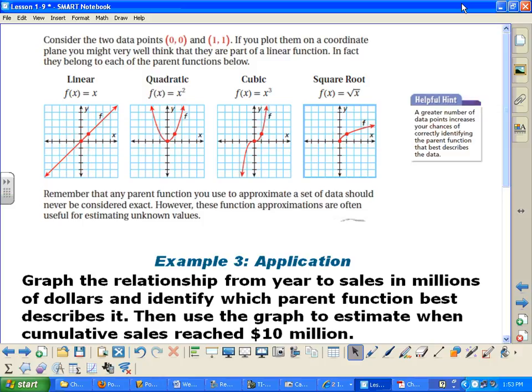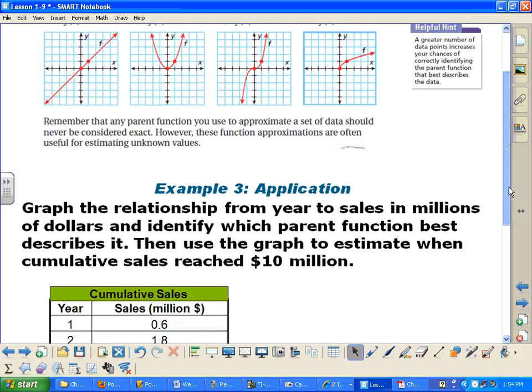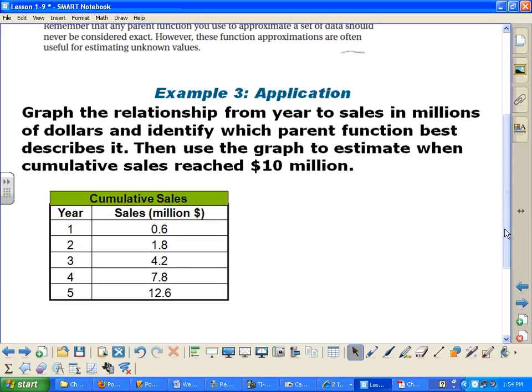Remember that any parent function you use to approximate a set of data should never be considered exact. Okay? It's going to be an approximation. However, these approximations are often useful for estimating unknown values. You know, people that do sales are always thinking about what's the best model that's going to fit it. They're doing different kinds of projections for their company. They're always looking at those things.